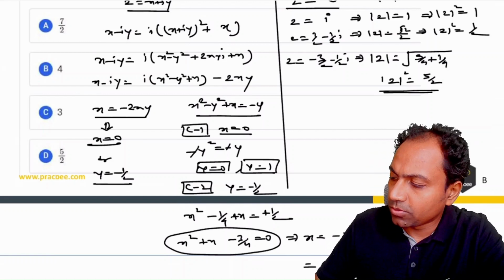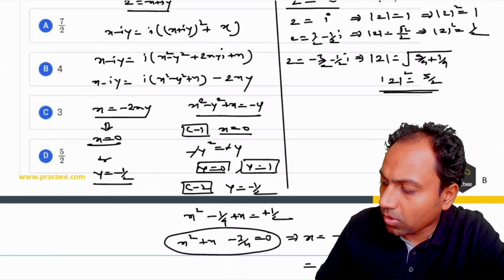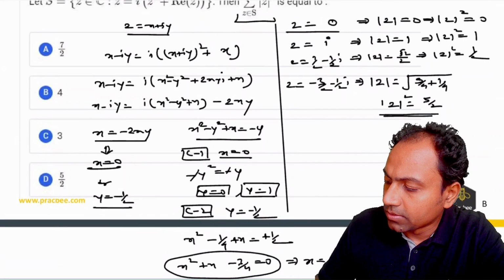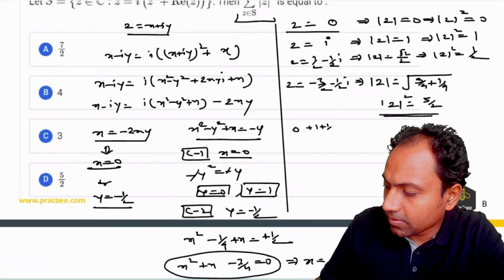And now mod of z whole square. So now if I find the value of all the mod of z squares and add them, it becomes 0 plus 1 plus 1/2 plus 5/2. If you add them, this comes out to be.